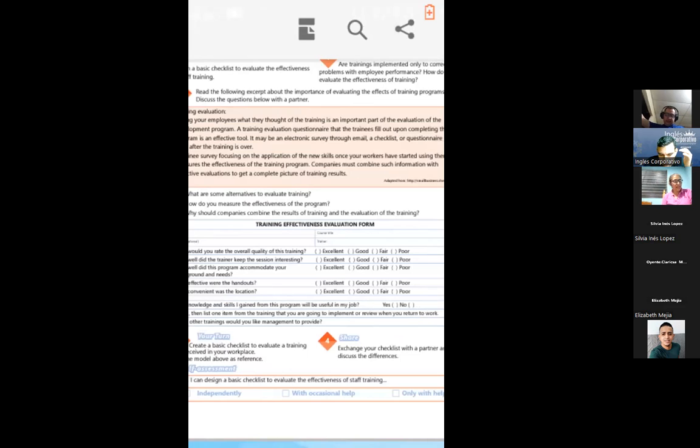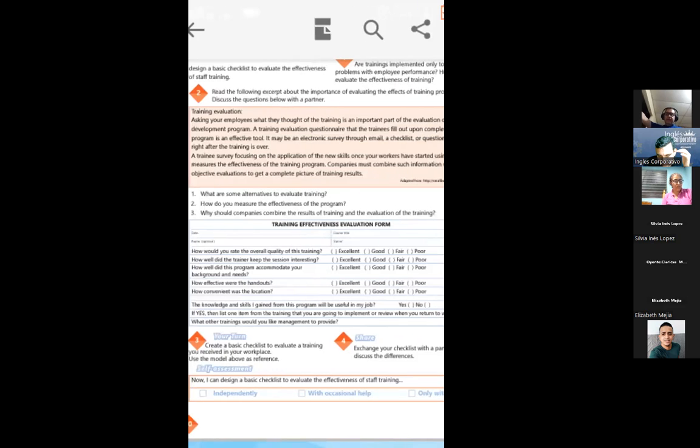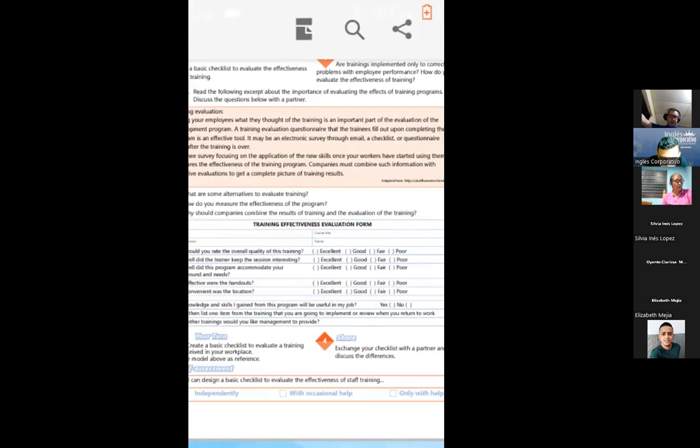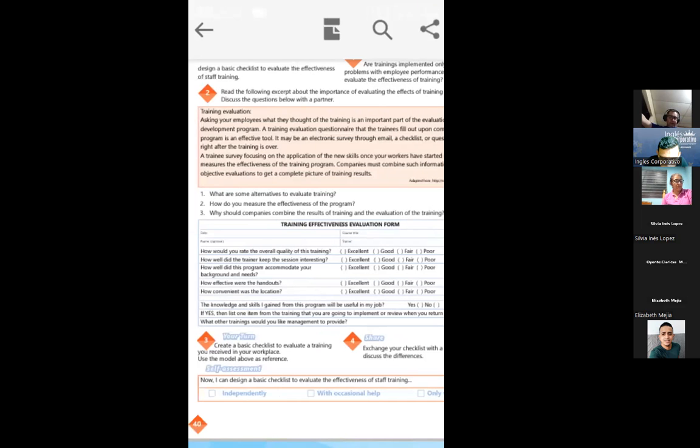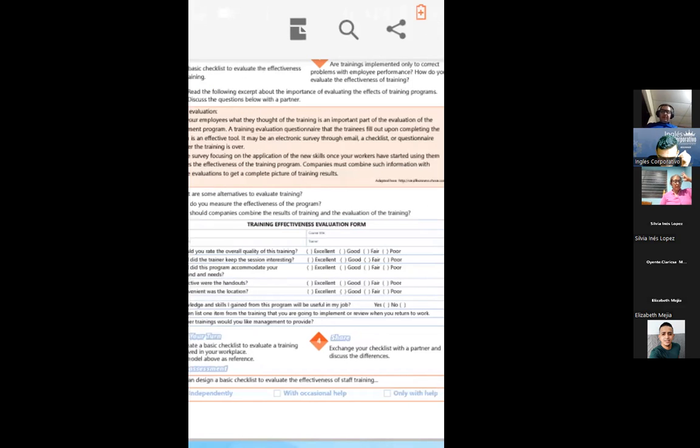Will the knowledge and the skill I gained from this program be used in my job? Yes. If yes, then list one item from the training that you are going to implement or review when you return to work. Aquí hay que escribirlo. Pero aquí va a tocar inventar porque no sabemos qué tipo de capacitación recibimos.